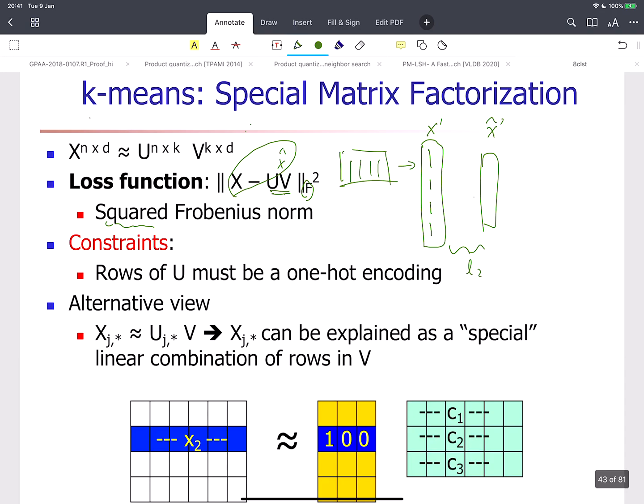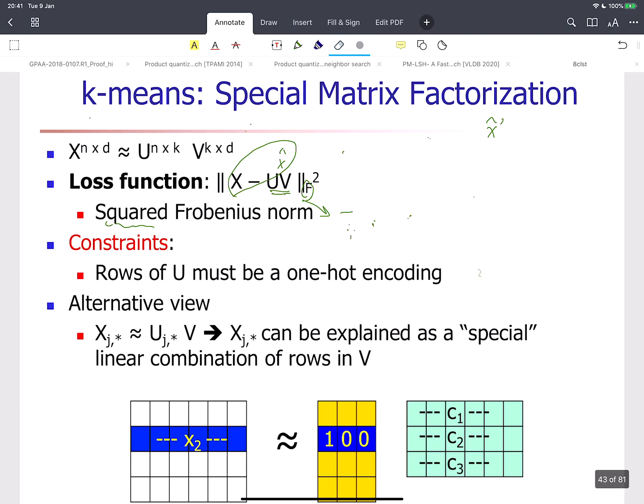Or you can think of it as the sum over all i, j of x_ij minus x hat_ij, to the power of 2. That's the definition. Suffice to say that if this Frobenius norm is small, it means X hat is very similar in each and every entry to X. That corresponds to a very intuitive notion of similarity or distance, right?